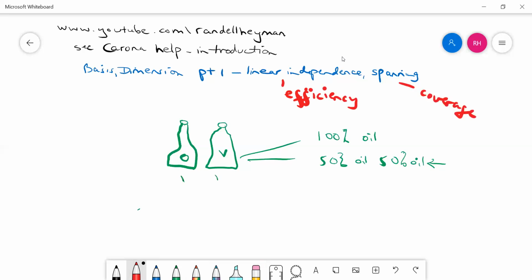So when we look at basis and dimension, which I'll explain in the next part, we're going to be defining basis and dimension in terms of these two concepts. Spanning, which is to do with coverage: can we cover what we need to cover? Can we cater for what we need? And linear independence: is it the most efficient way to do that? So that's all I've got for this video.